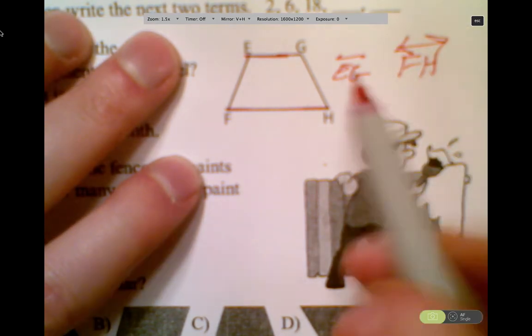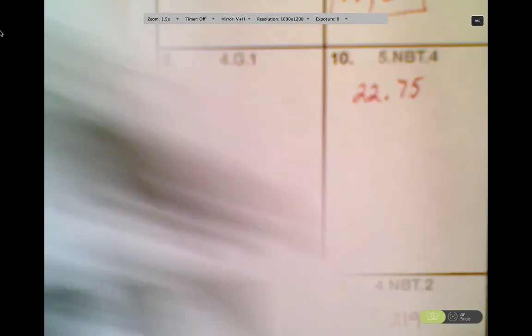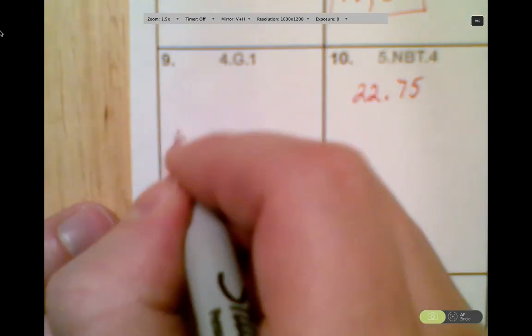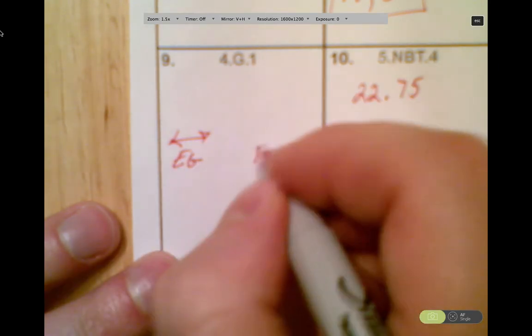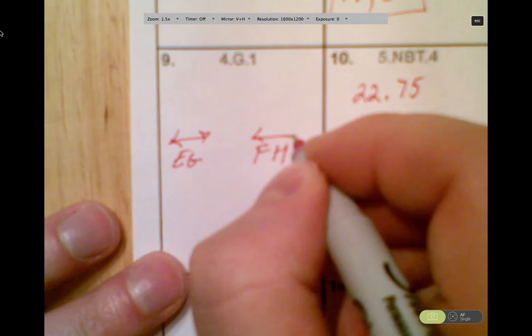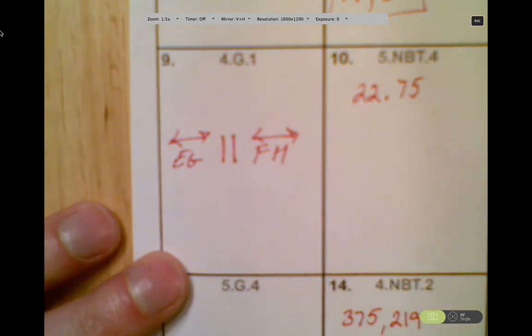Okay, and these are the symbols for writing lines. You're going to get to know that here soon. So when I come back to number 9, I'm going to write line EG and FH. You could write it out, are parallel, or you could use the symbol for parallel, which are two lines that don't cross.